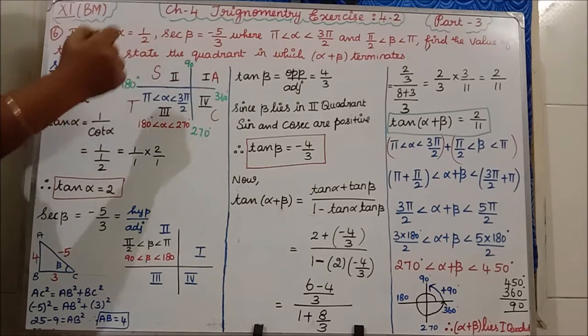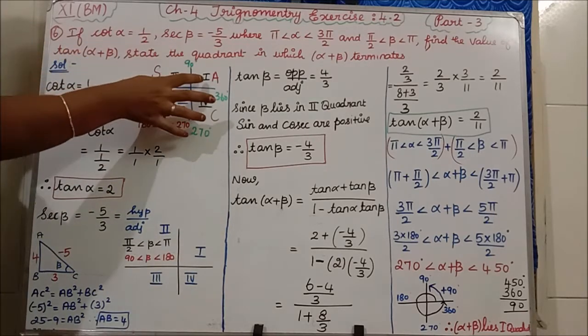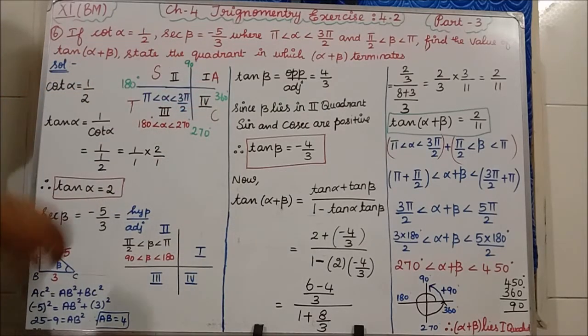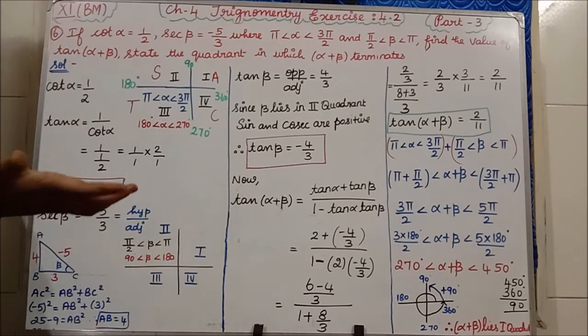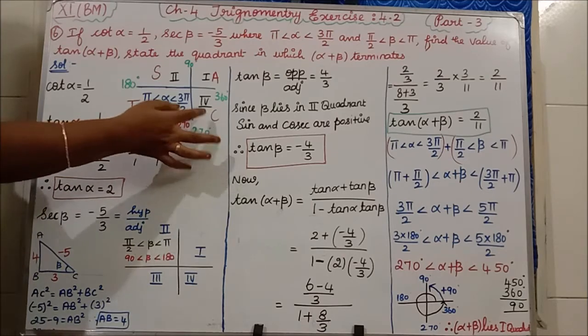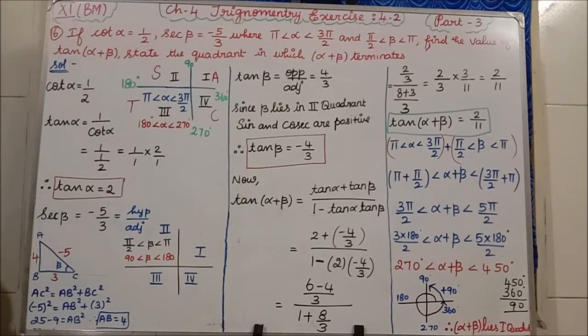Okay, now in the first quadrant, what are the positive? All the trigonometric ratios are positive in the first quadrant. In the second quadrant, which are positive? Sine and cosecant are positive. In the fourth quadrant, what is positive? Cos and secant are positive. We all know, isn't it?